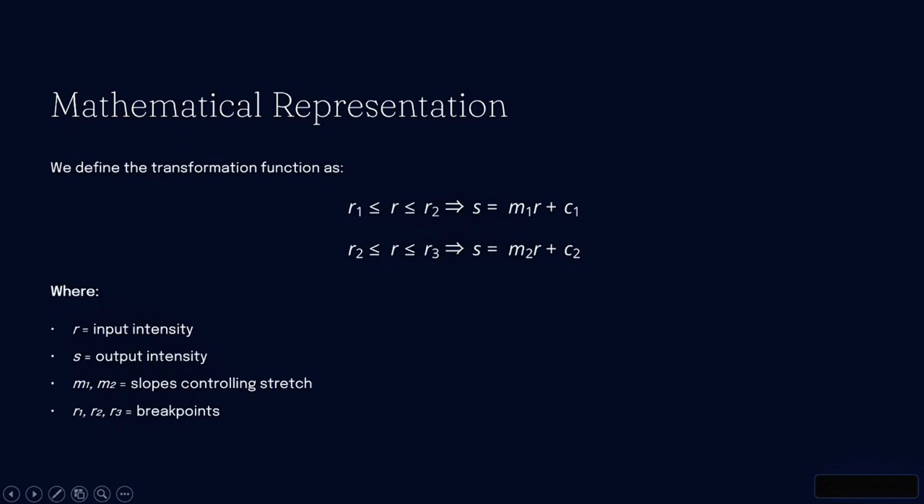Multiple breakpoints such as r1, r2, and r3 are chosen to divide the image intensity range into sections. Each section uses its own slope value. A steep slope greater than 1 stretches the contrast in that region, while a shallow slope compresses it. By carefully choosing these slopes and breakpoints, we can expand the darker areas, fine-tune midtones, and preserve highlights. This mathematical flexibility allows the transformation to adapt to almost any kind of low contrast image.